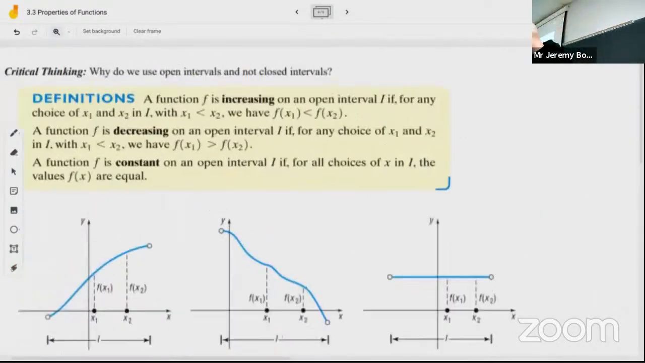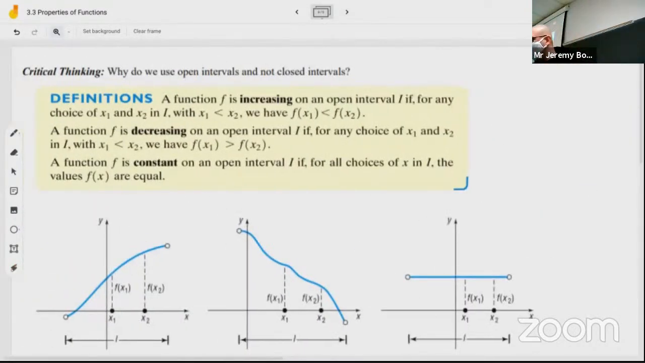So here's the technical definition for increasing and decreasing. A function f is increasing on an open interval I if for any choice of x1 and x2 in I with x1 less than x2, we have that their y values, f of x1 is less than f of x2. This picture right here shows it. If you select some x value and some other x value that's greater than it, the y value of this one should be less than the y value of that. That's all it's saying. Just a really complex way of saying it. Any questions on that?